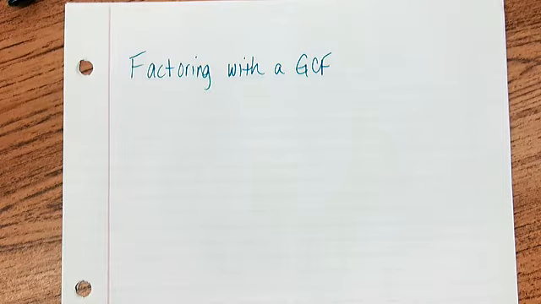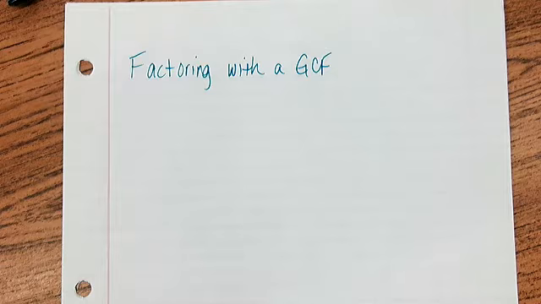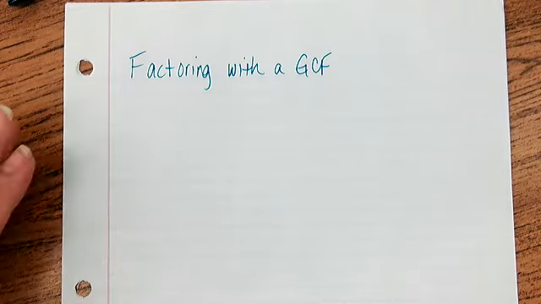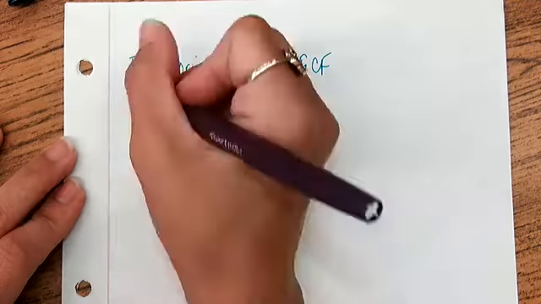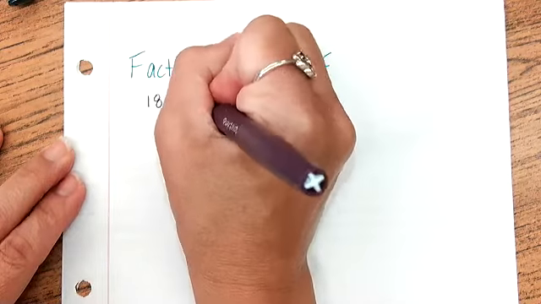This is going to be a quick video to show you how to factor with a greatest common factor. Of course, watching the video is not required. If you feel like you already know how to do the assignment without this, then go ahead and go for it. The assignment that was due today, I asked you to find the GCF of something like 18 and 24.